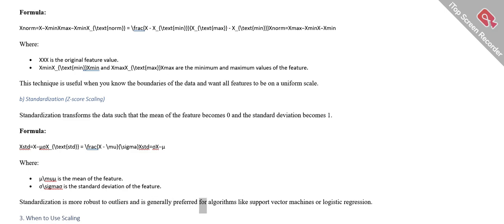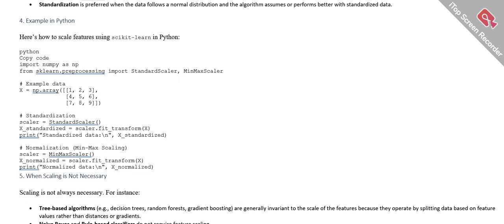Standardization is more robust to outliers and is generally preferred for algorithms like support vector machines or logistic regression. 3. When to use scaling. Normalization is preferred when the distribution of data is not Gaussian or when you want to preserve the distances or magnitudes between features. Standardization is preferred when the data follows a normal distribution and the algorithm assumes or performs better with standardized data. For example, in Python.